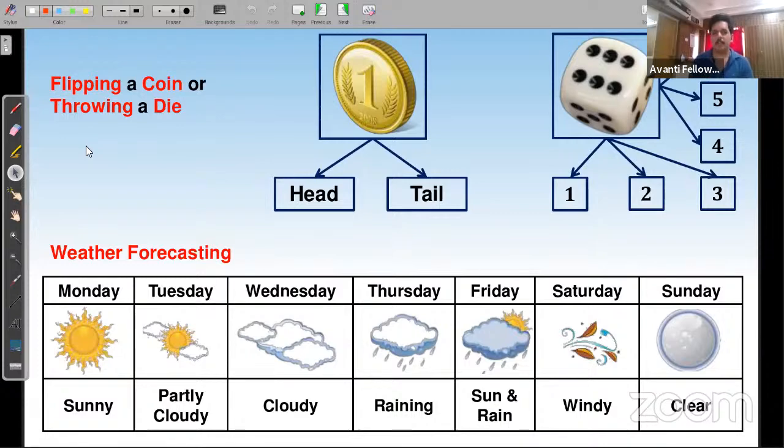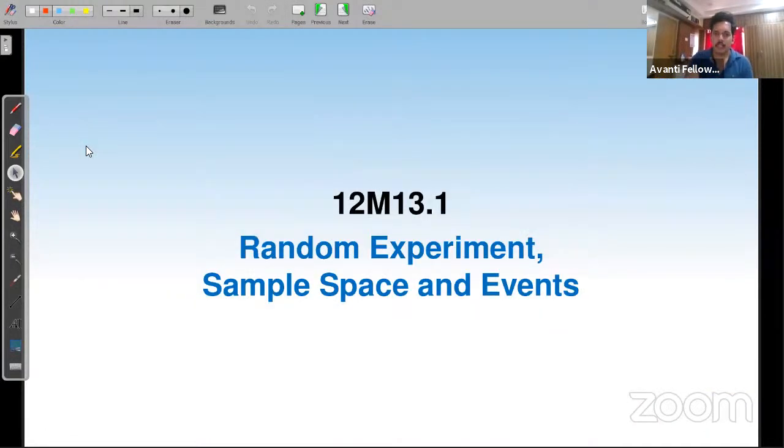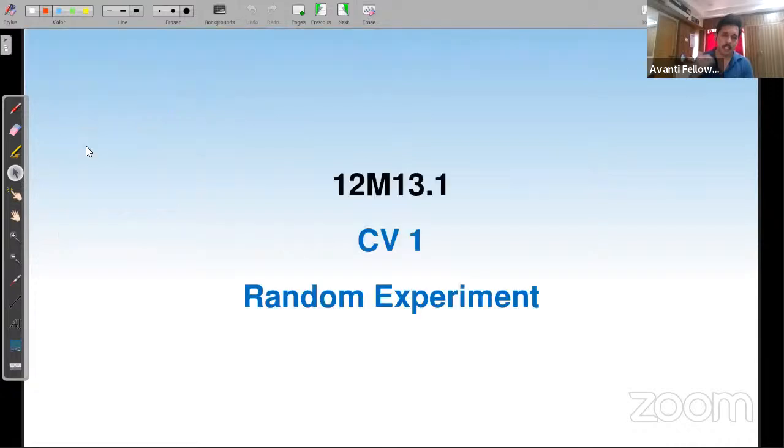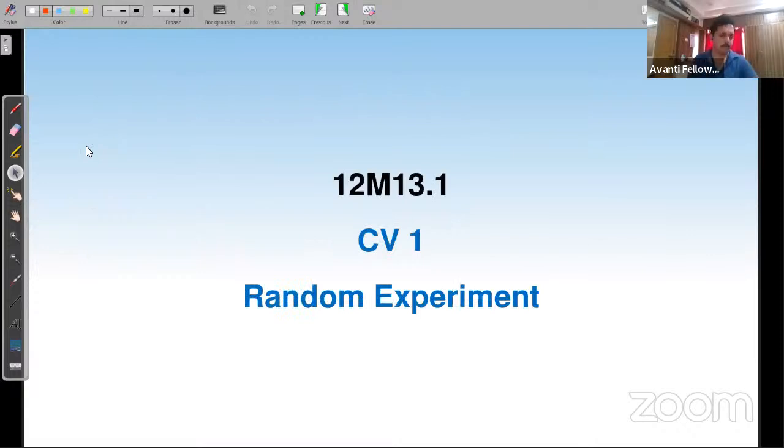Before asking the questions, I just want to go step by step. So these are the playing cards. Look here: random experiment. These are the things I'm going to discuss now, and then what is probability. I will go into probability after discussing all these things. So look here, random. What is a random experiment? Can you please tell me what a random experiment is?